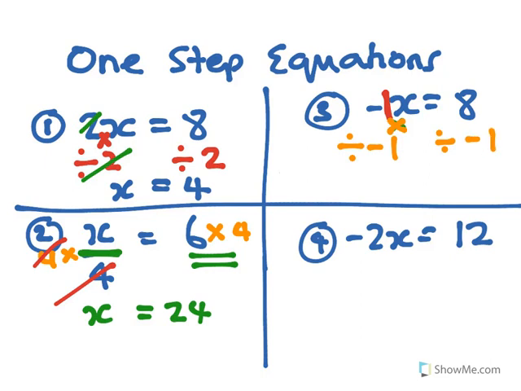And what you do to one side, you do to the other. Minus 1 divided by minus 1, they cross out. x equals 8 divided by minus 1 is minus 8.